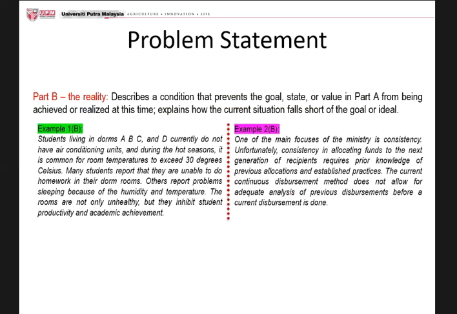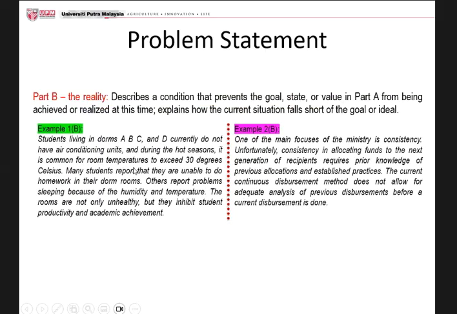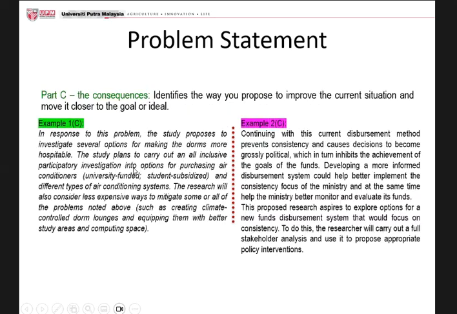This is for reality, Part B. Students living in dorms currently do not have air conditioning during the hot season. It is common for room temperature to exceed 30 degrees Celsius. Many students report that they are unable to do homework in their dorm rooms. Others report problems sleeping because of humidity and temperature. So this is the problem. You've got the ideal case, students have a safe, healthy learning environment. The problem is that it's hot. So what is the solution?